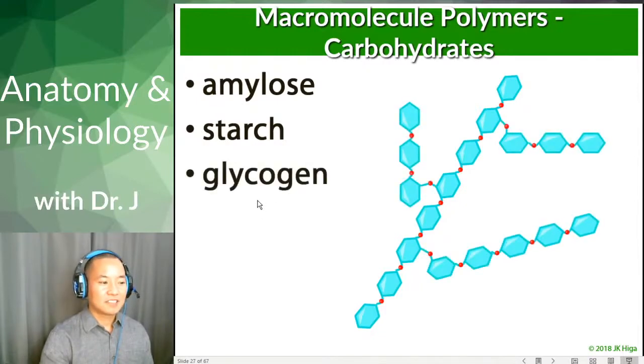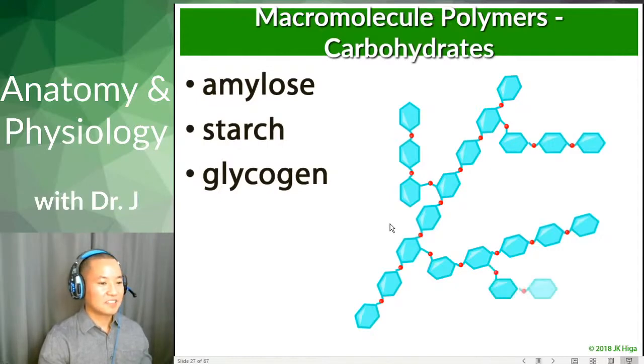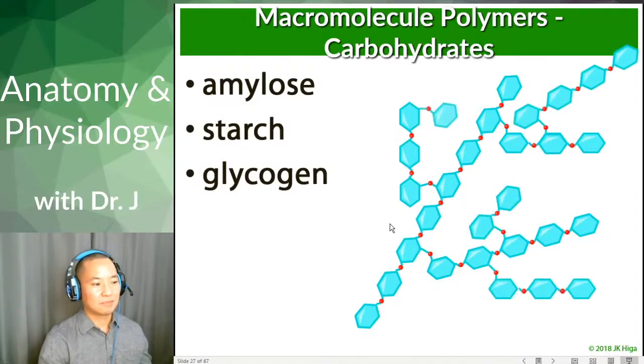Now, glycogen is produced in your body. This is actually a storage form of glucose in your body, and especially in your liver and skeletal muscle, this is where you'll find a lot of glycogen. So what's the big difference between glycogen and starch? Very roughly, glycogen tends to be even more branched and complex than the starch you find in plants.